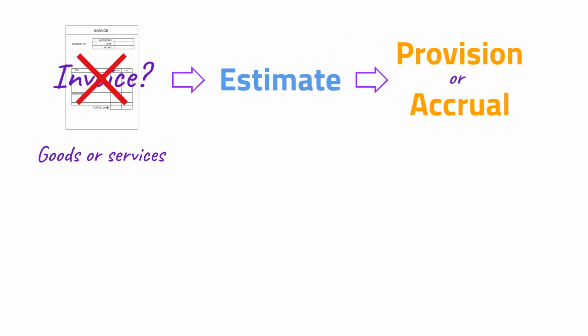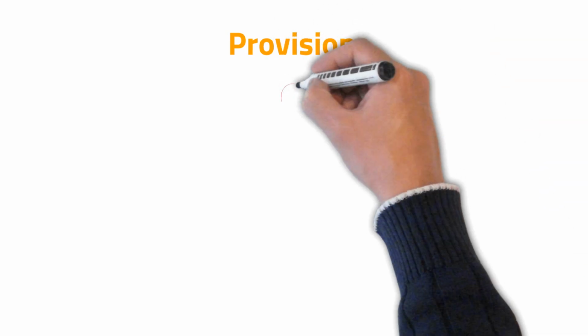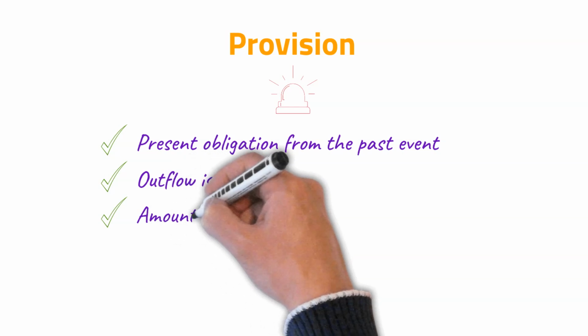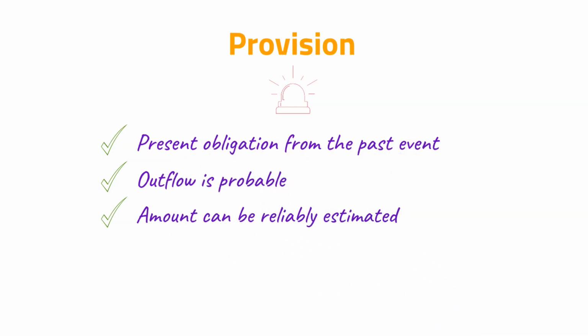So, what is a provision? A provision is a liability with uncertainty about timing or amount. The most common reason: you have not received an invoice yet, but you know that you have received goods or services and you will need to pay your supplier soon. You record a provision only when the three tests are met. There is a present obligation from a past event, an outflow is probable, more likely than not, and the amount can be reliably estimated. If any test fails, do not book a provision. You might disclose a contingent liability instead.